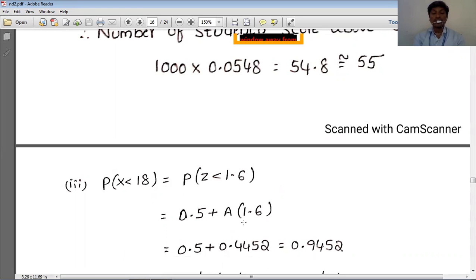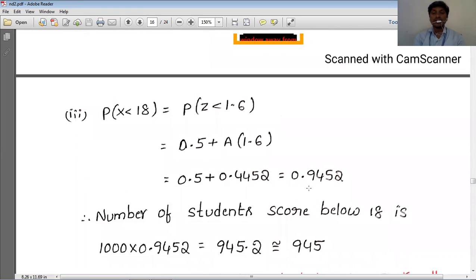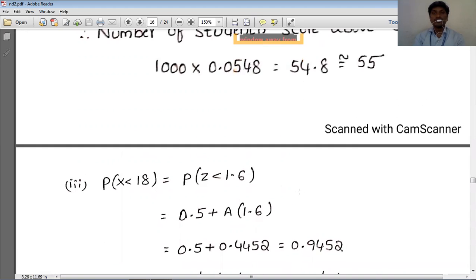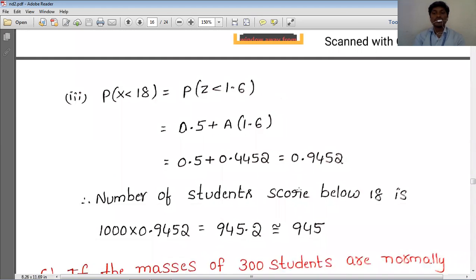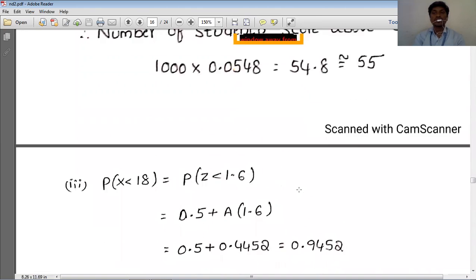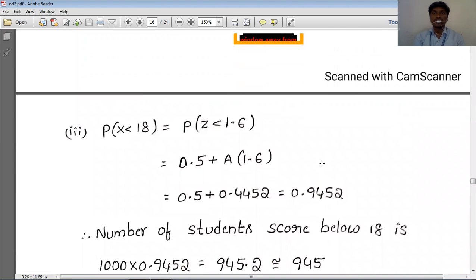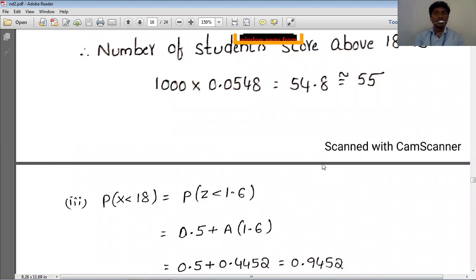0.5 plus area of 1.6, here it is 0.9452, and we multiplied with 1000. So by multiplying with 1000, approximately 945 students got less than 18. Okay, so 945 plus 55 gives 1000. So more than 18, 55; less than 18, 945. 945 plus 55, total 1000 students.